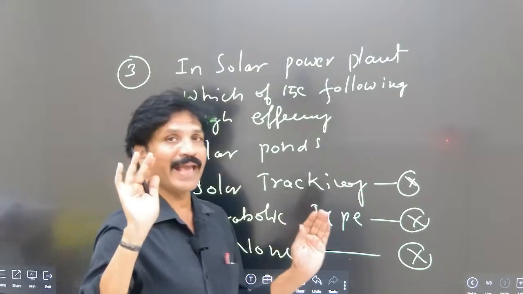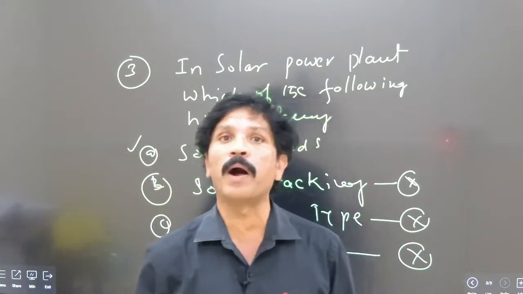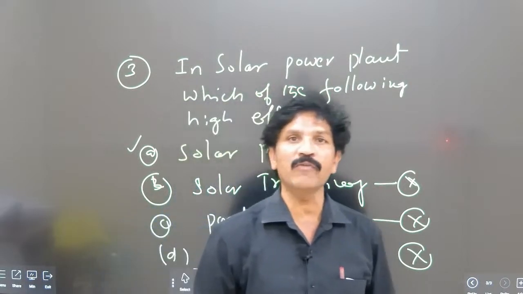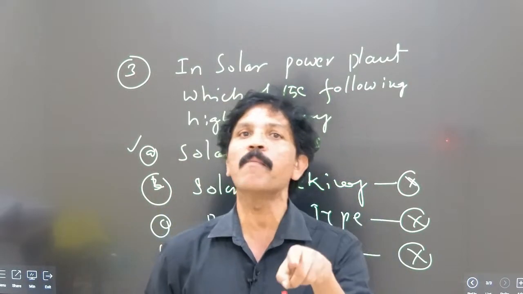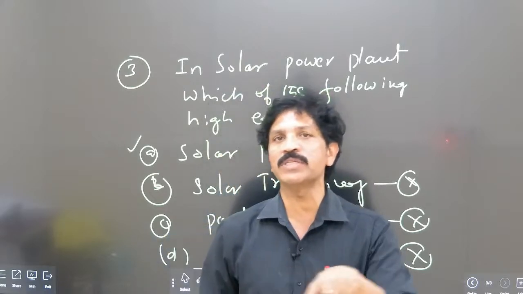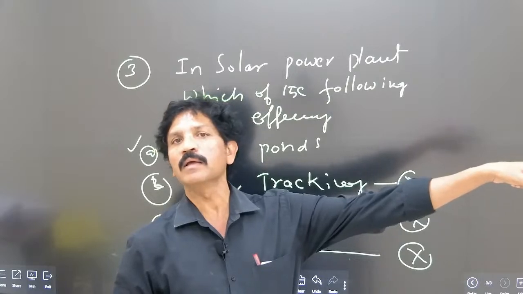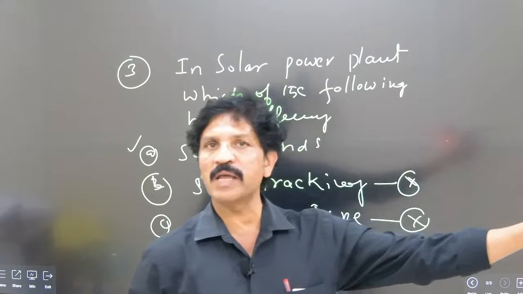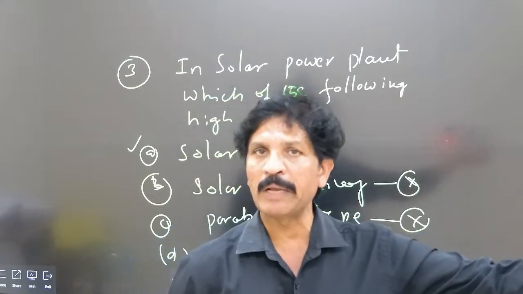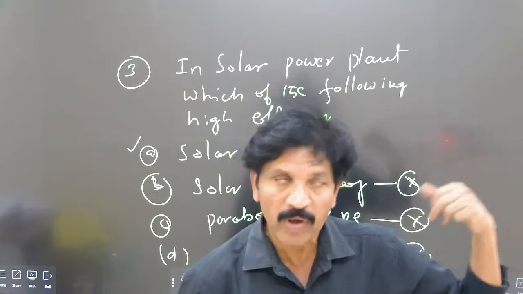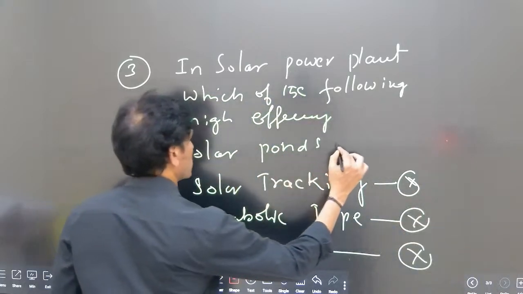Already I explained in the theory what a solar pond is. In a solar pond, the radiation is totally concentrated where we store the water in a pond. The maximum hot water is sent over to the boiler. The boiler converts it to steam, and the steam is in direct contact with the turbine, which generates the maximum efficiency, that is maximum power. This is the right answer.